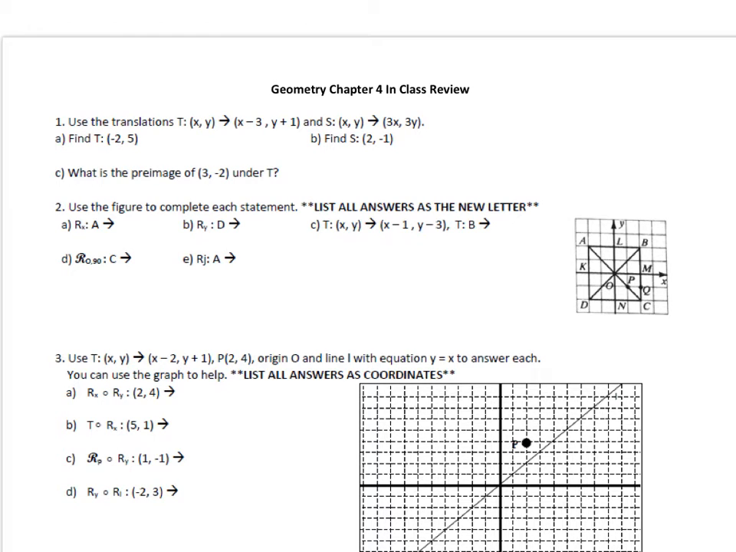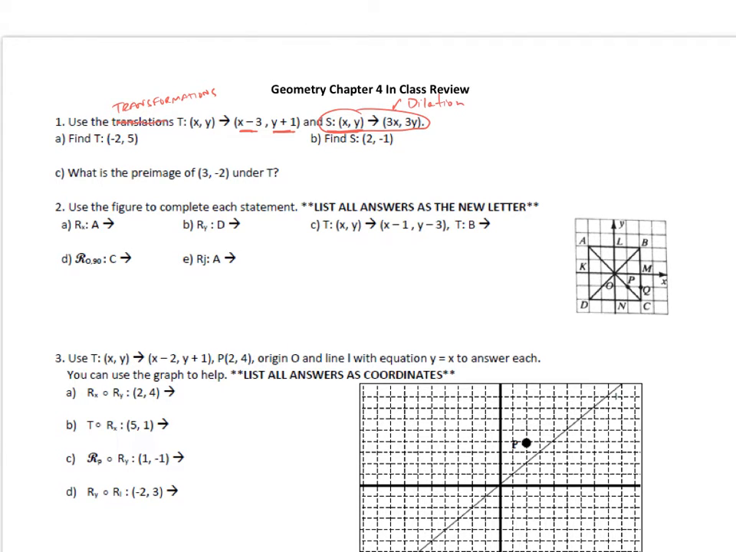So for this first problem, we're going to use translations. It says, use the translation T(x, y) such that x minus 3, y plus 1. So that's my translation. And this other one, it should say transformations. Let's clarify: transformations. Because this right here, since I'm multiplying, is a dilation, right?